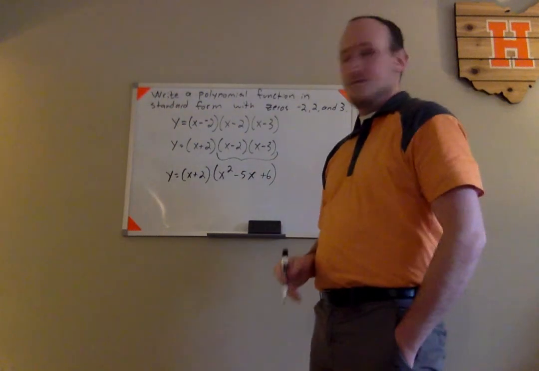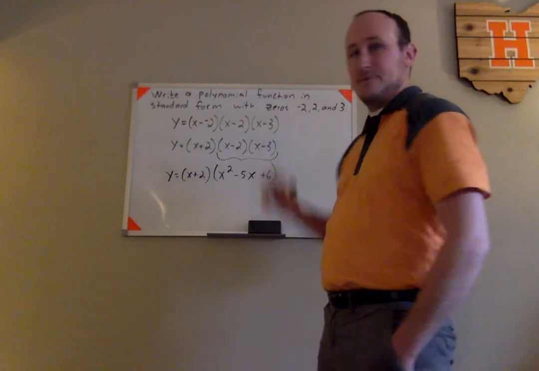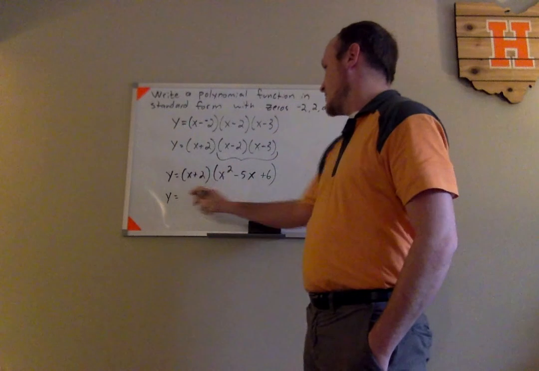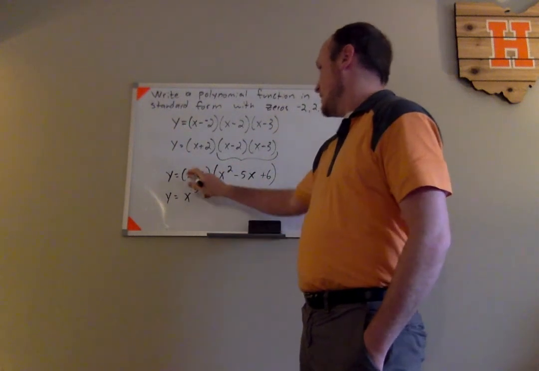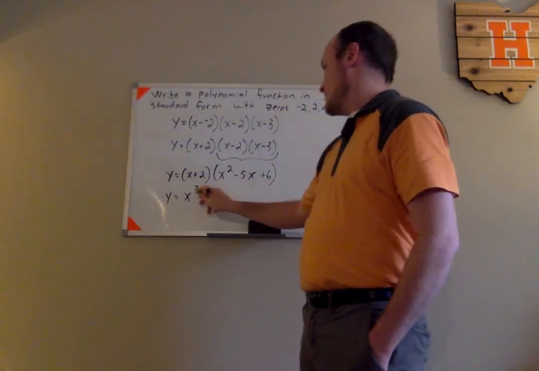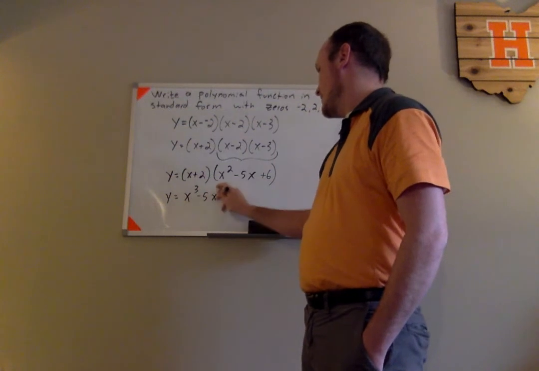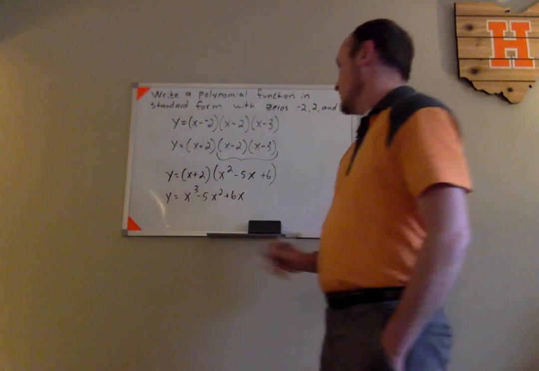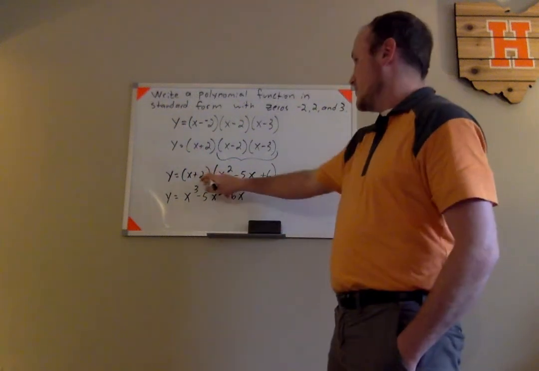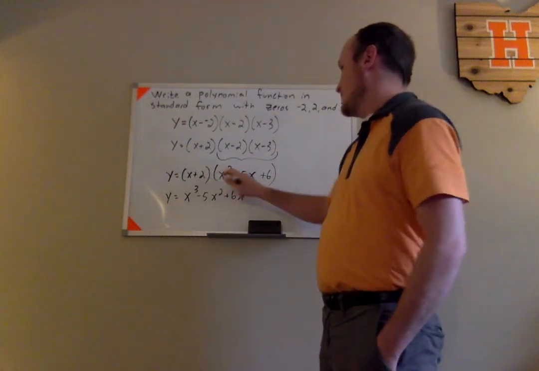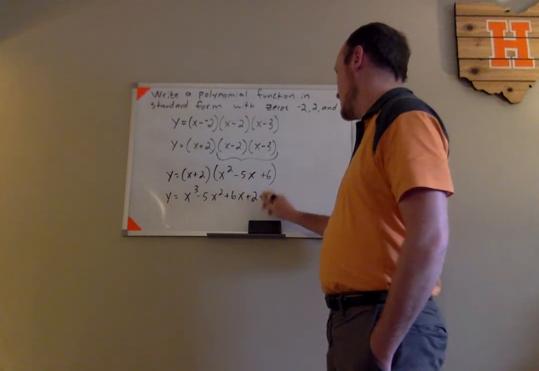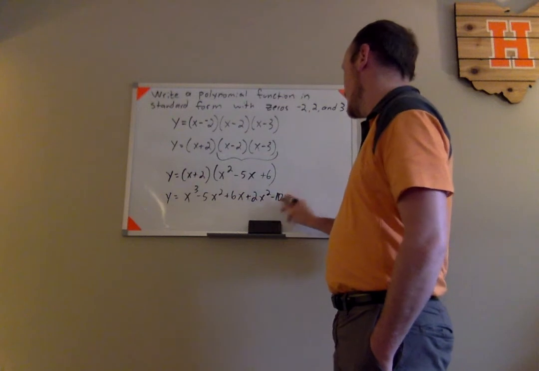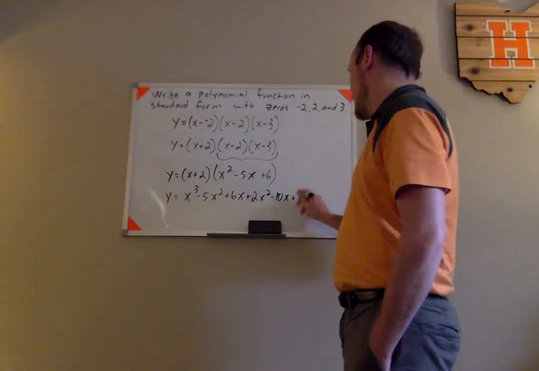If I continue distributing, now I have to multiply this binomial times this trinomial. I have x times x squared, which makes x cubed. I have x times -5x, which makes -5x squared. X times 6, which makes +6x. And then I still need to distribute this 2 to all three of those things. 2 times x squared makes 2x squared. 2 times -5x makes -10x. And 2 times 6 makes 12.